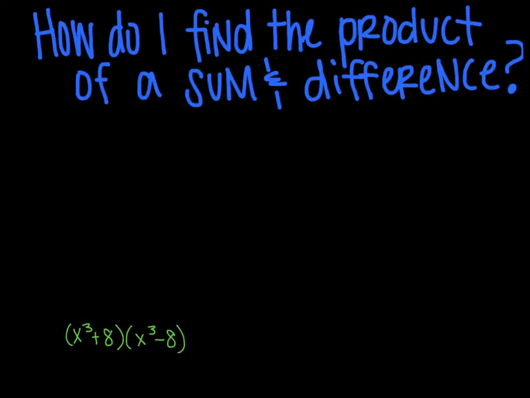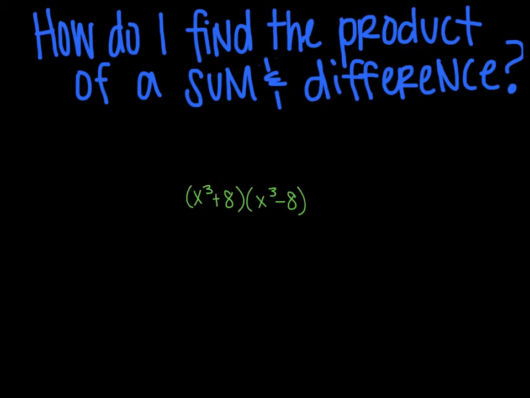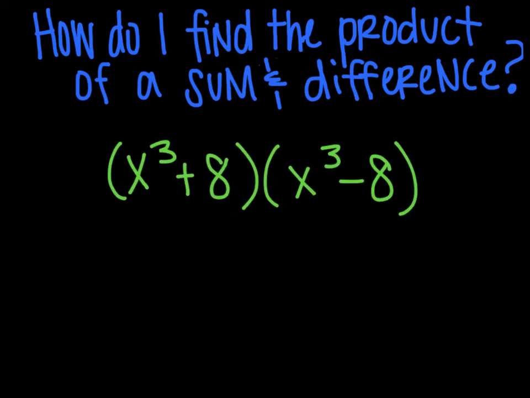Next question, how do I find the product of a sum and difference? Here is the example problem. x cubed plus 8, and then times x cubed minus 8. So the first quantity, as you can see here, has the plus sign, and then this is the minus sign, which is why it's the product of a sum and a difference.